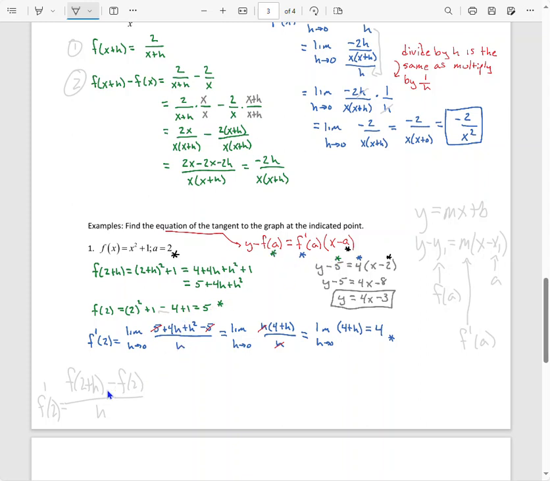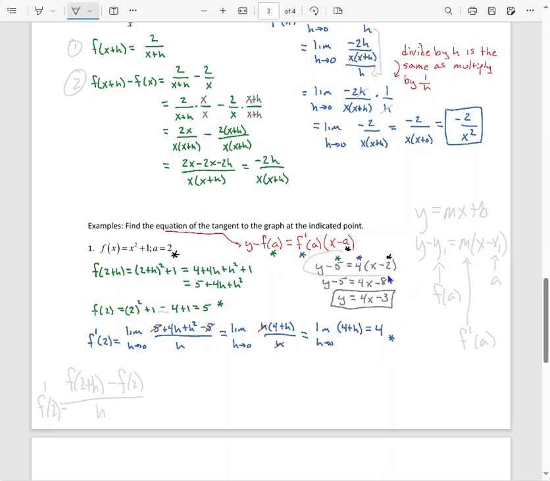I still need to find my derivative, f prime of 2 is the limit as h approaches 0 of 5 plus 4h plus h squared minus 5, so the 5's cancel out. We can factor out our h's that are remaining. Well, the limit as h approaches 0 of 4 plus h, and when h goes to 0, this becomes 4. So I have my y value, I have my slope value, and I'm given my x value, a. So I substitute y minus 5 equals the derivative of 4 times x minus 2.